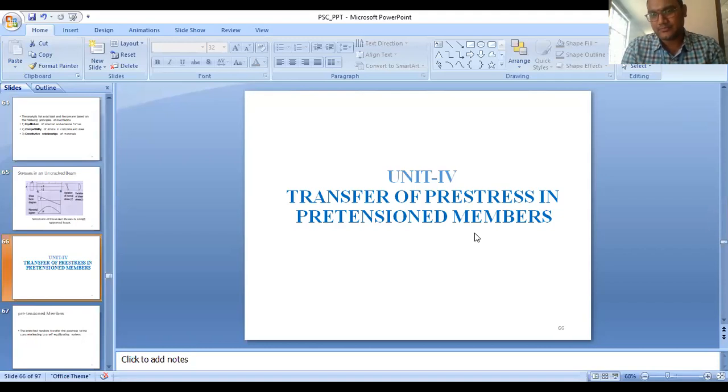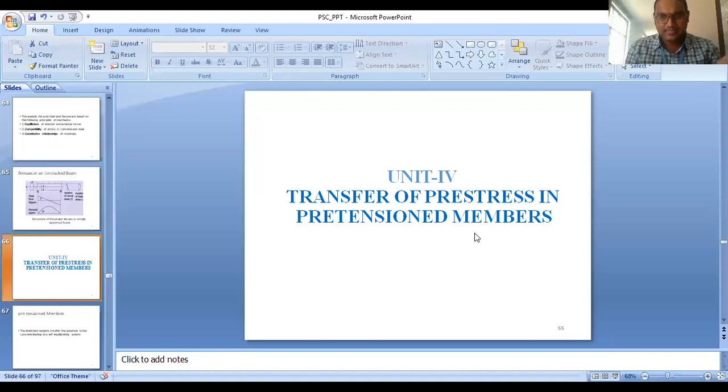They are all precasted, pre-tensioned members. Even our L&T metro segments, viaduct segments are all pre-tensioned and then they are doing post-tensioning. Even electrical poles, concrete RCC electrical poles are also pre-tensioned members. So here in the fourth unit, we are going to study how the pre-stress is going to be transferred in pre-tensioned members.